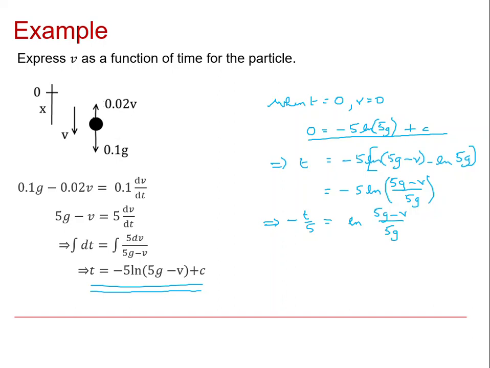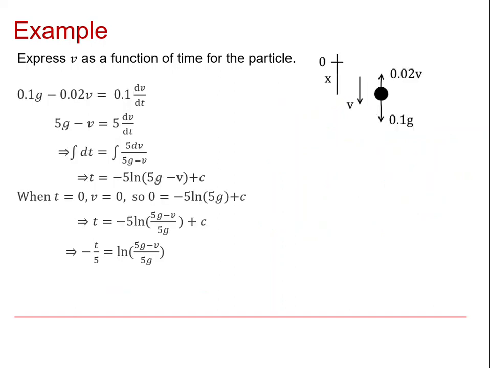Okay then, so that's set up now for the next step, which would be to take exponentials. So that's the summary of the story so far, a little more compactly so that we've got room to carry on. So now we can say that e to the minus t over 5 is equal to 5g minus v over 5g.